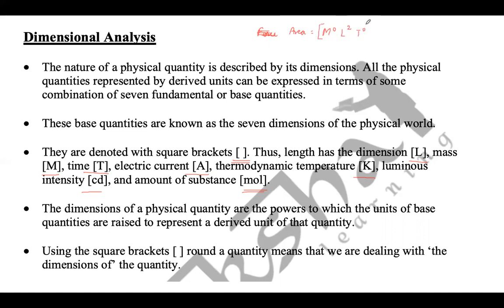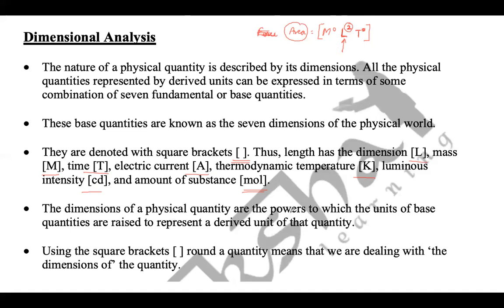So the dimension with respect to mass will be 0. Dimension with respect to length will be 2. And dimension with respect to time again will be 0. So whatever the power is there, that is the dimension of that particular physical quantity. The fundamental quantity here is length, and the dimension is basically the power of that, which is 2. So we'll say that in area, the dimension of length is 2. Okay. Here area is the physical quantity. So in area, the dimension of length is 2. That means the power of the length, L, here is 2.